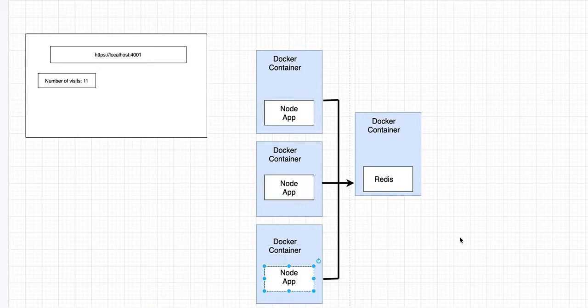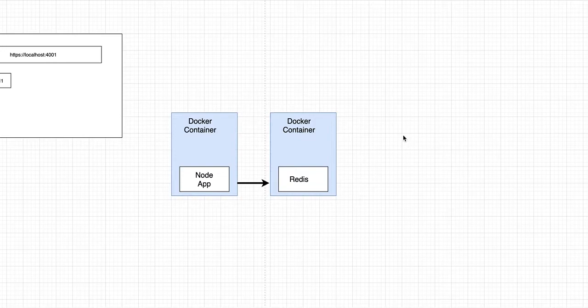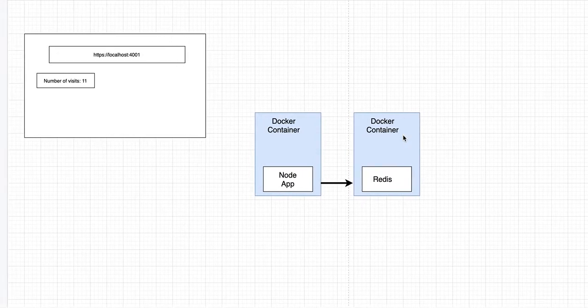Now, in order to build this up, we are obviously going to start with a single instance first, and we are going to create an architecture where we create one container which is running a node application and which is connecting to the backend Docker container which is running the Redis. So we are basically going to create two containers.